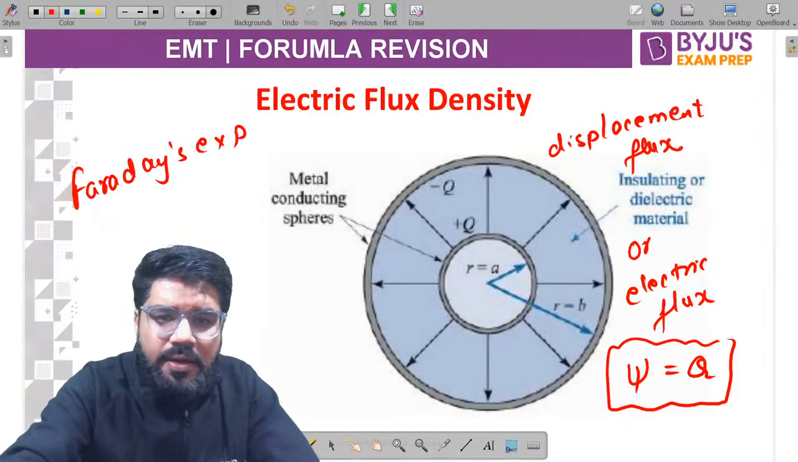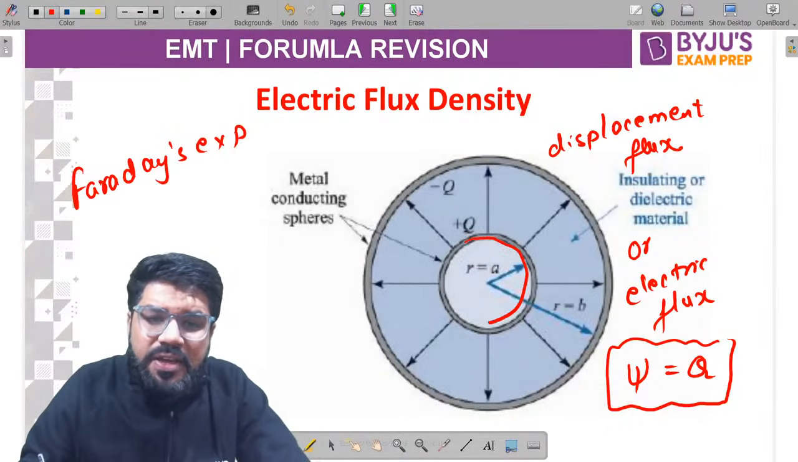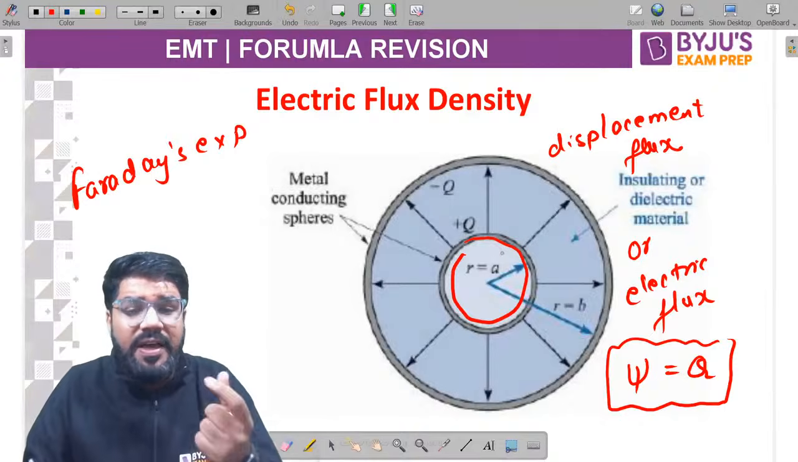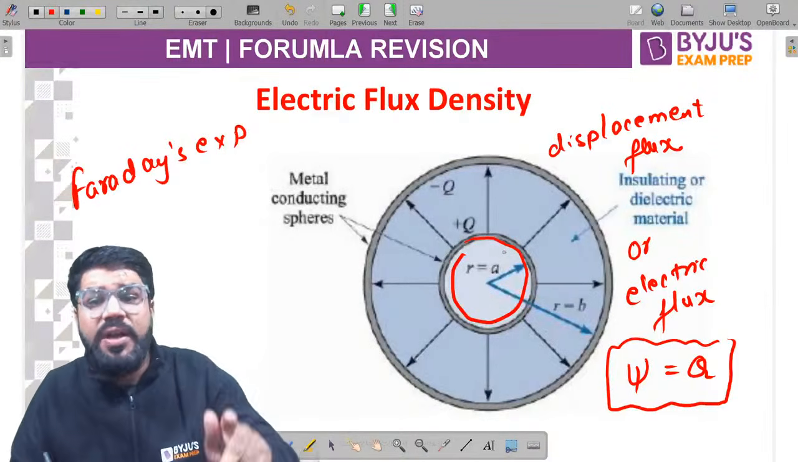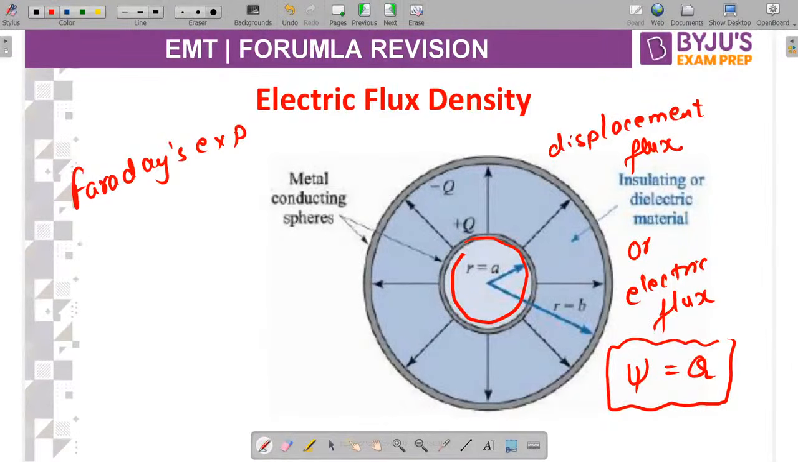Then how much is the density of flux at the inner sphere? Density of flux is flux per unit surface area. How much is the flux? Q. So Xi is equal to Q divided by the surface area. What is the surface area of the sphere? It is 4 pi a square, or you can also call it Q divided by 4 pi r square.